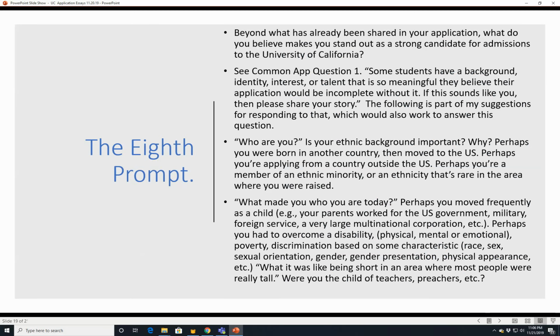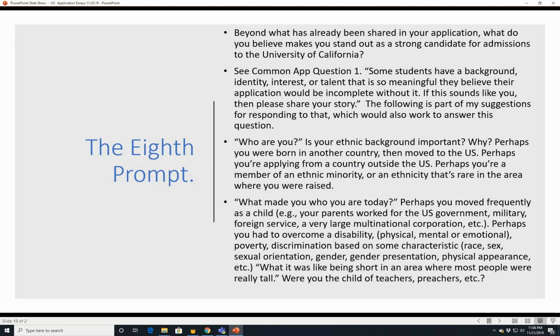The eighth prompt: beyond what's already been shared in your application, what do you believe makes you stand out as a strong candidate for admissions to the University of California? So you can see the Common App question 1. Some students have a background, identity, interest, or talent that is so meaningful they believe their application would be incomplete without it. If this sounds like you, please share your story. Fine. If your background is important to you, please share your background and explain why it's important to you.